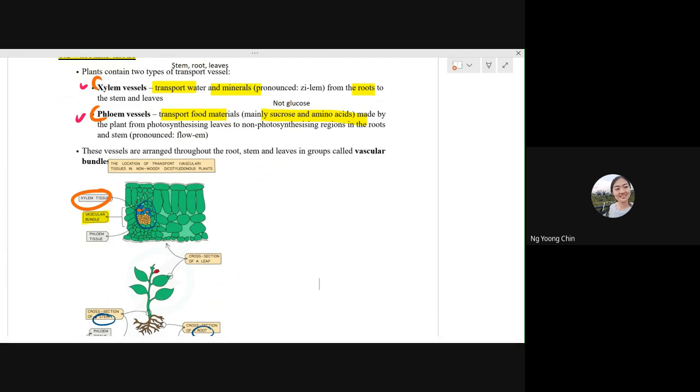For example, when you look at this leaf, this is a leaf, right? The position for the xylem will be on the top part. This will be the xylem. Then below the xylem will be the phloem. So this is the orientation in the leaf.